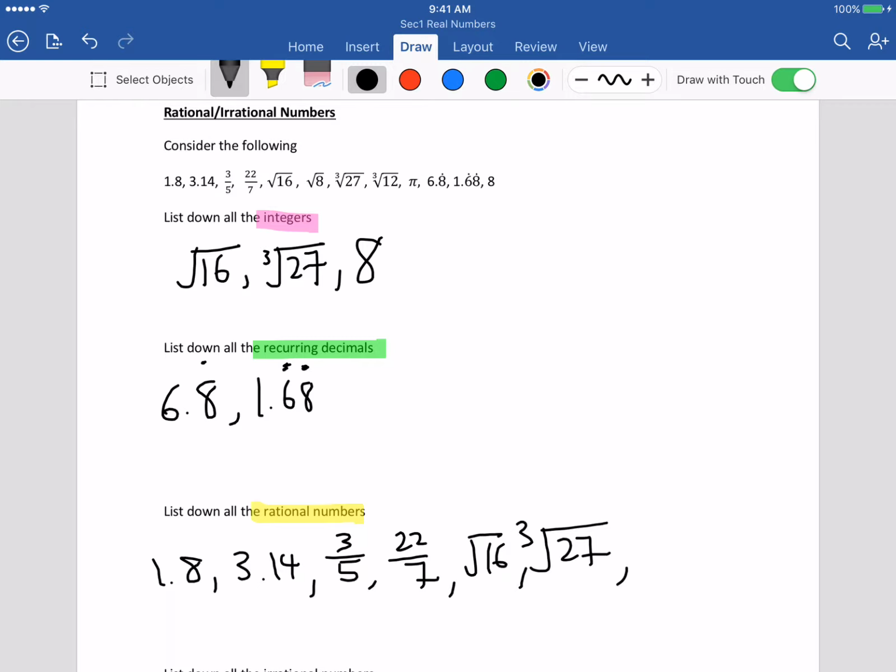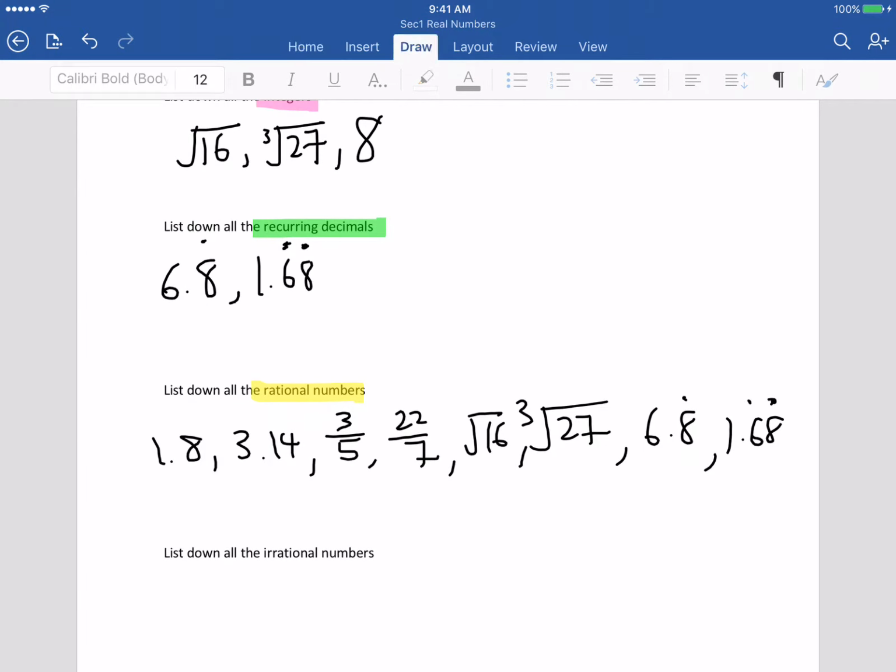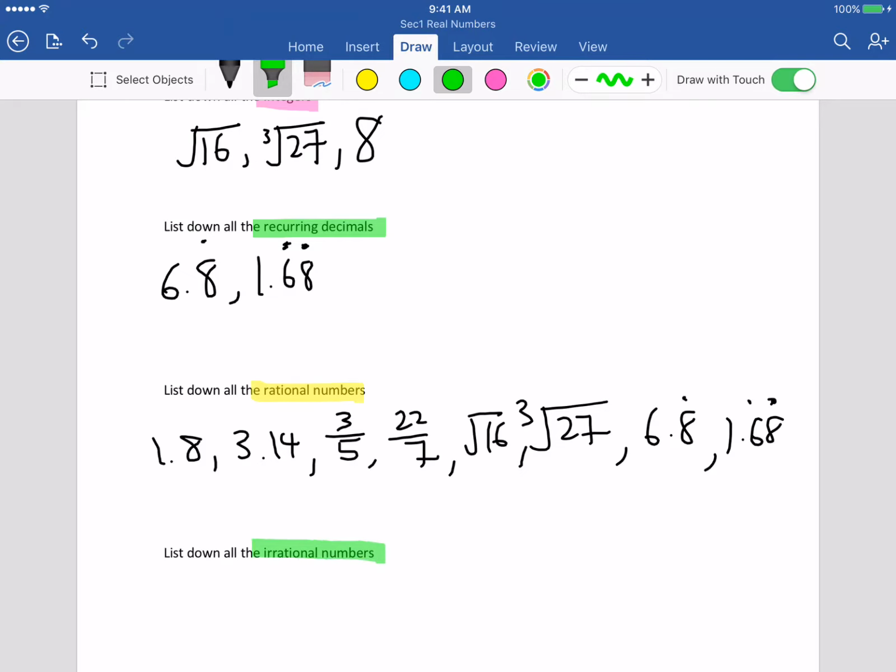Rational will be 6.8 dot and 1.68 dot. Okay, next one. As long as the value is rational, what number can it be? A rational number you can put in terms of decimal or in terms of a fraction. Next one, you're supposed to list out all the irrational values. As long as it's not rational, it will be irrational.